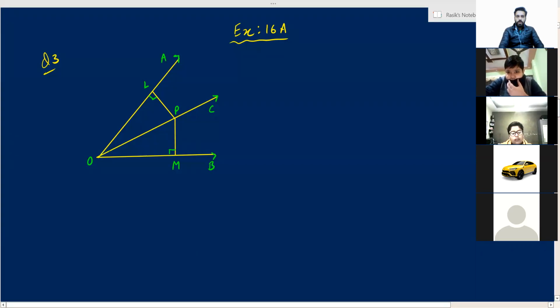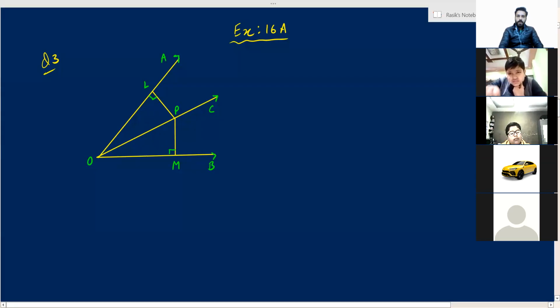The hypotenuse PO. PO is the hypotenuse of both the triangles. Am I right? Which side is opposite to the right angle? PO. PO is the side which is opposite to the right angle. So PO is the hypotenuse of both the triangles. So that is also common. If it is common, that means it is equal. PO is common, therefore it is equal.